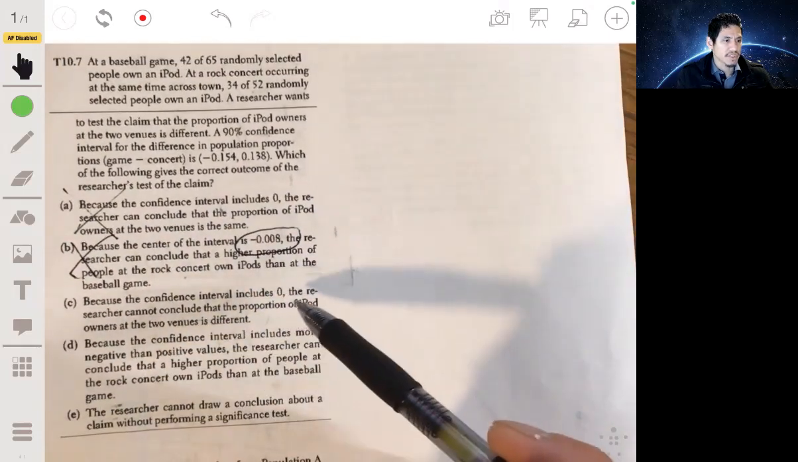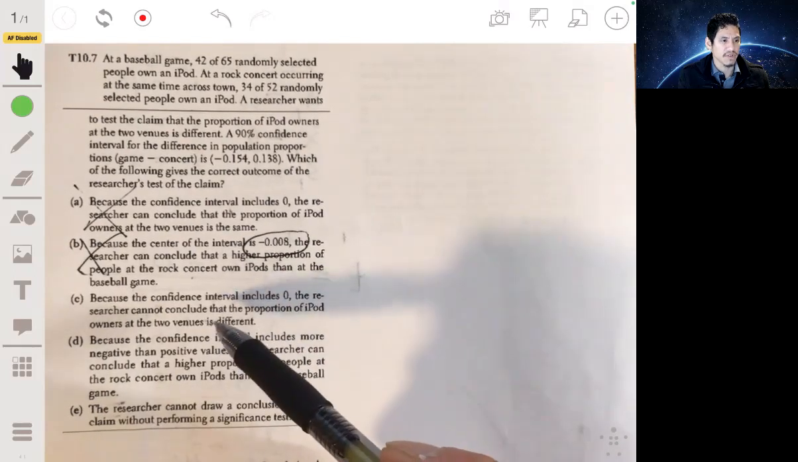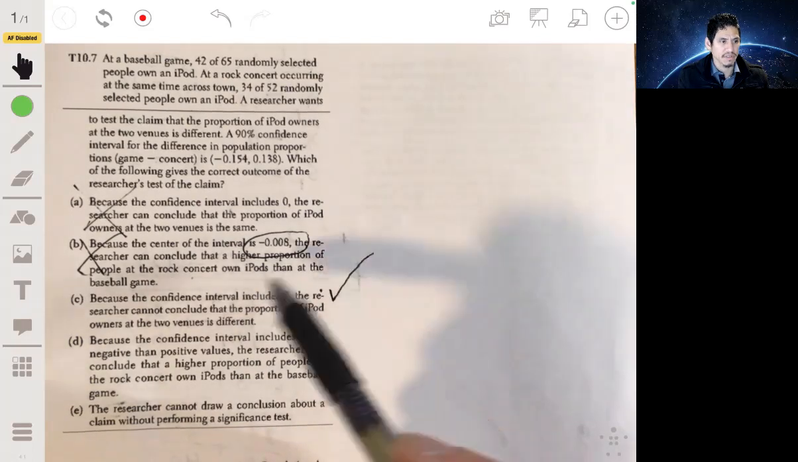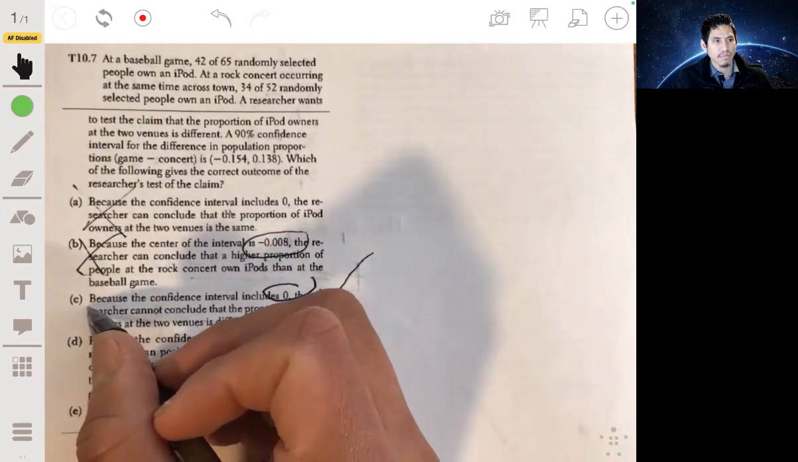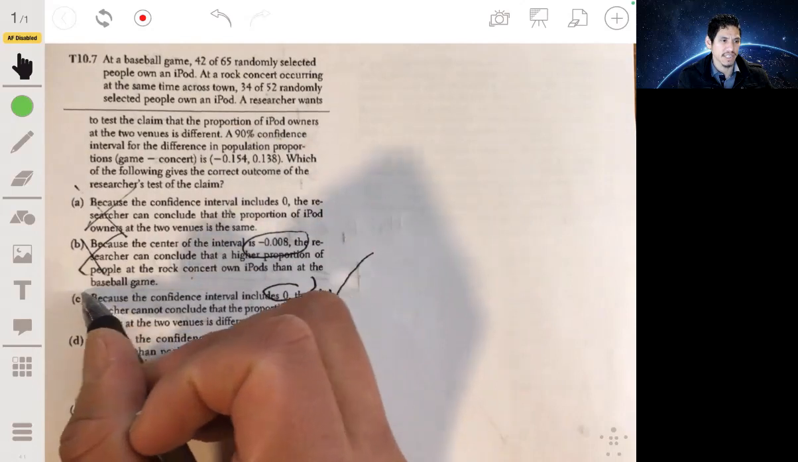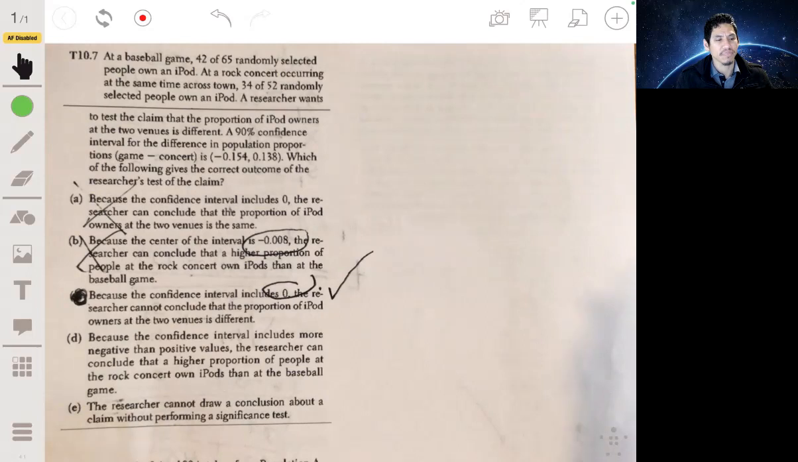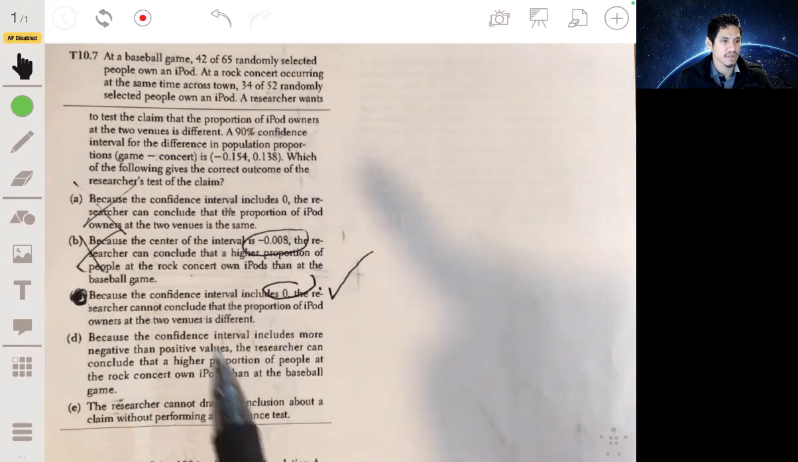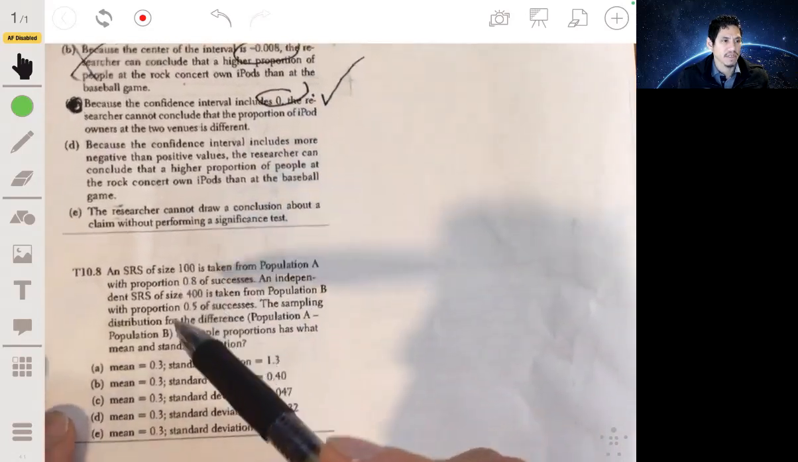Because the confidence interval includes 0, the researcher cannot conclude that the proportion of iPod owners at the two venues is different. Okay, so this would be our answer. Because remember, 0 is a plausible value. It's possible that the true proportion difference is 0. So since it includes 0, it's a plausible value, and we have reasonable confidence that there may not be an actual difference in the population proportions. So we don't even really need to check the rest.